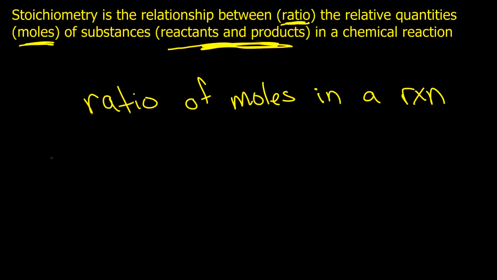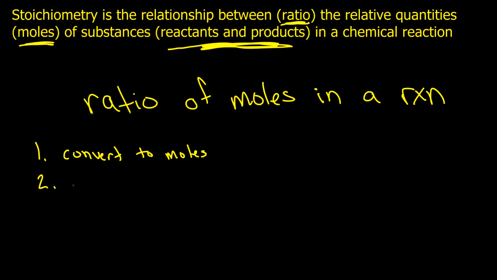Stoichiometry follows just a very simple step-by-step method. Your first step is convert to moles. Whatever unit of measure you're given, whether it be grams or liters or atoms, you want to convert it to moles so you can use your balanced equation, which gives you the mole ratio.